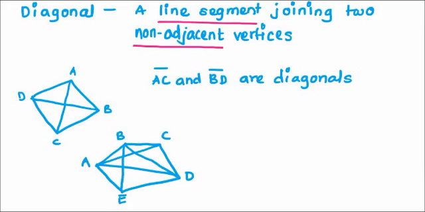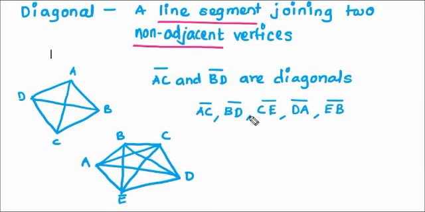From C, I can join A and E. Already I have joined with A, so I will join E. From D, I can only join BA, which is already done. From E, I can join CB, which is already done. So how many diagonals we have? 5 diagonals.